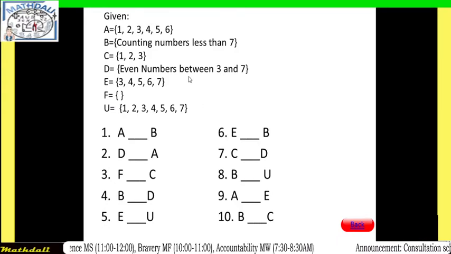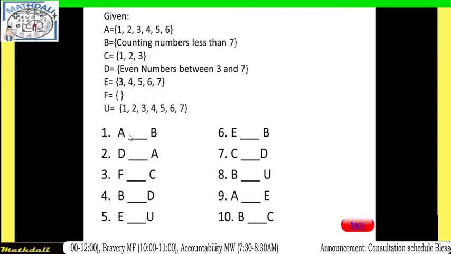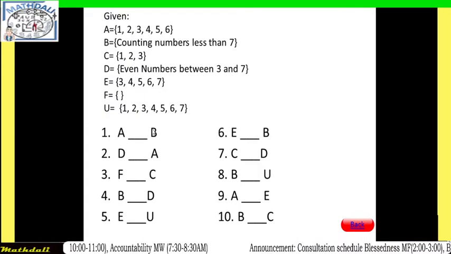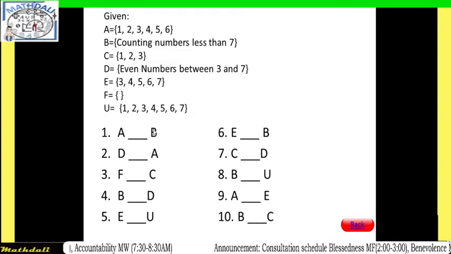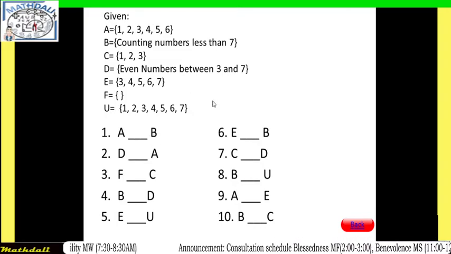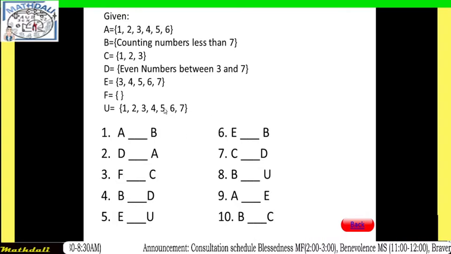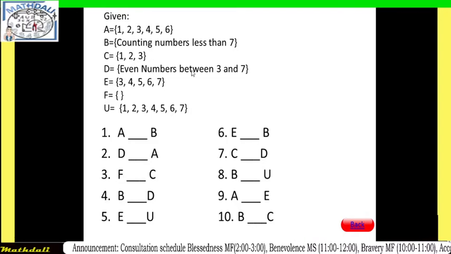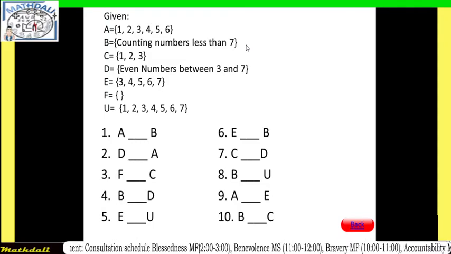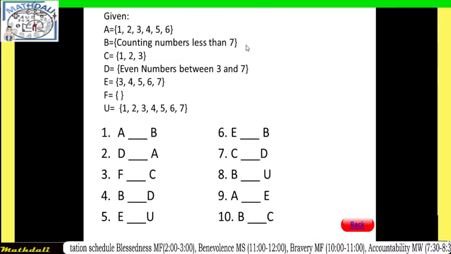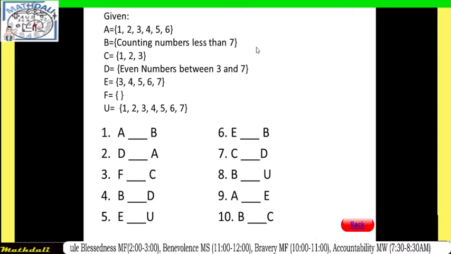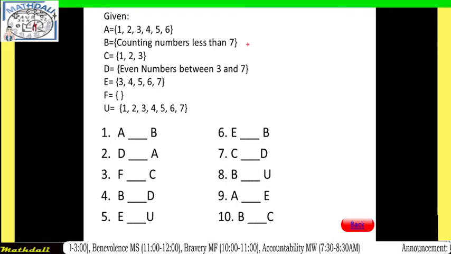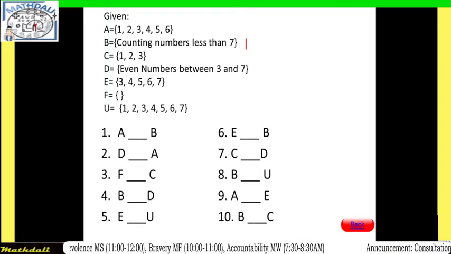This time we're going to identify if the set written at the left side is a subset or not a subset of the set written at the right side. So ang ilalagay lang natin ay yung symbol ng subset. First, i-express muna natin itong mga set sa roster form para mas madaling malaman kung lahat ng element ay makikita sa kabilang set. Gagawin muna natin roster form ang set B.